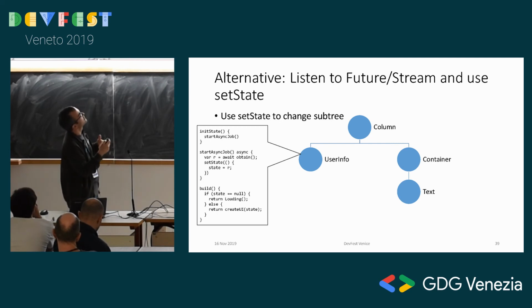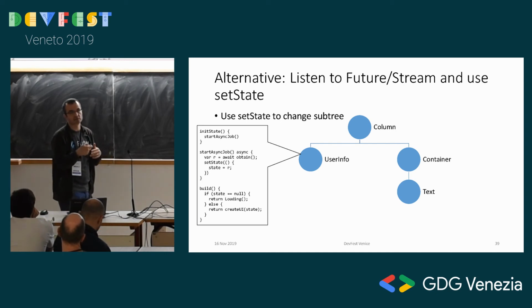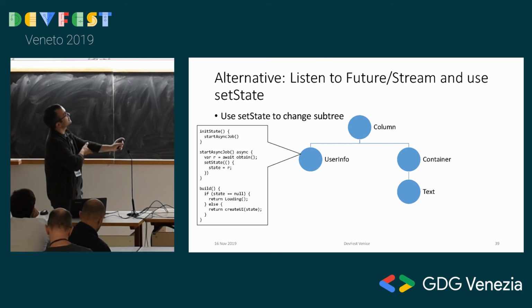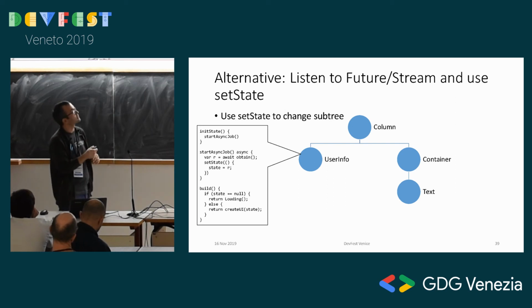You do have an alternative in which, in your widget's init state, you start an async job, and then you call a start async job. This is an async function. This init state has to be a synchronous function because the widget tree cannot wait to be created. But in it, you can initiate an async function like this. You just throw away the future that you get. Like a thread, this runs in the event queue, and you try to obtain some value from the network, let's say.